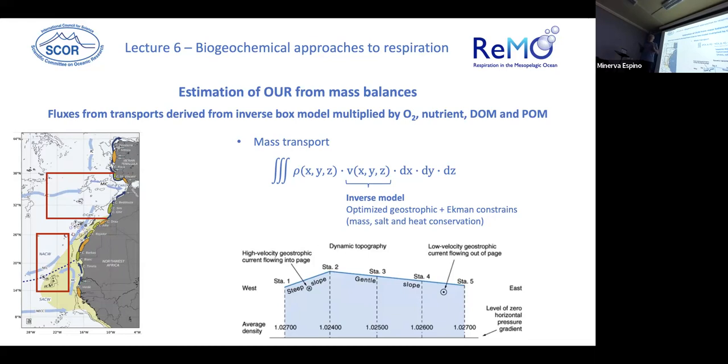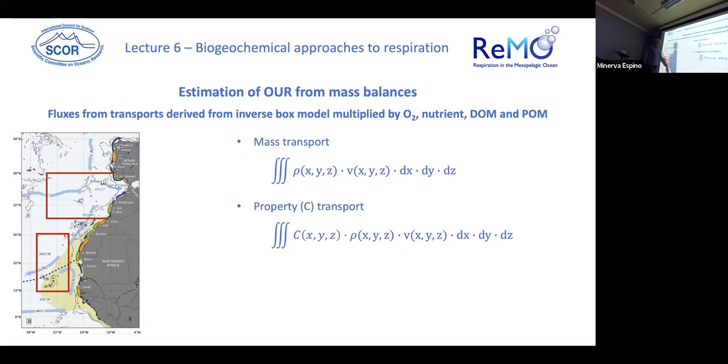You do this first, and obviously, when you close the box, the mass balance should be 0, and the heat balance should be 0. And if it is not 0, it is because the level that you chose as no movement is not right, and you have to play with it to be able to have a 0 balance of salt and temperature. Well, we will see this in the practical. But the idea is that you need to know the currents coming in and coming out.